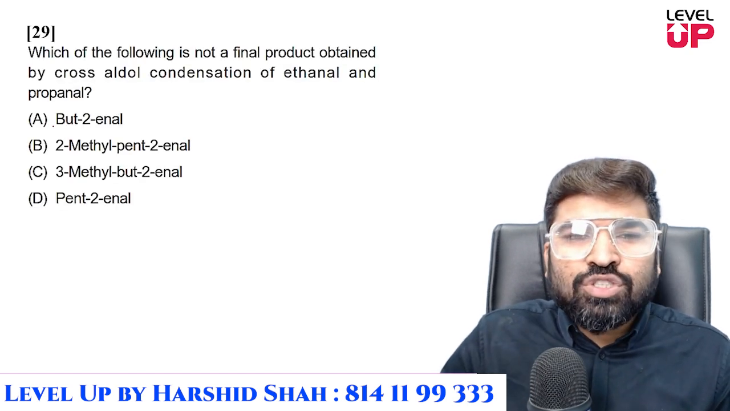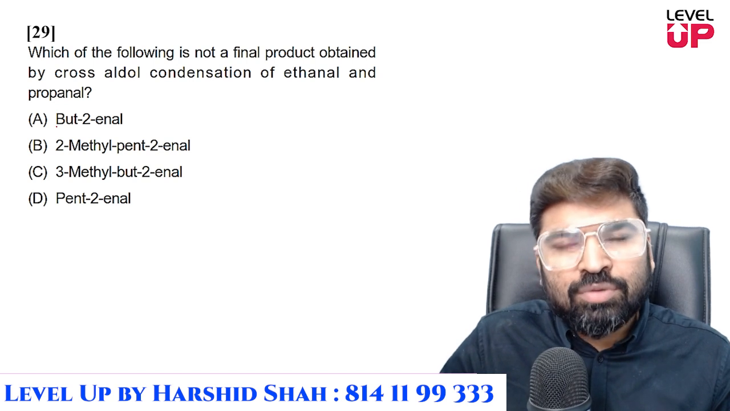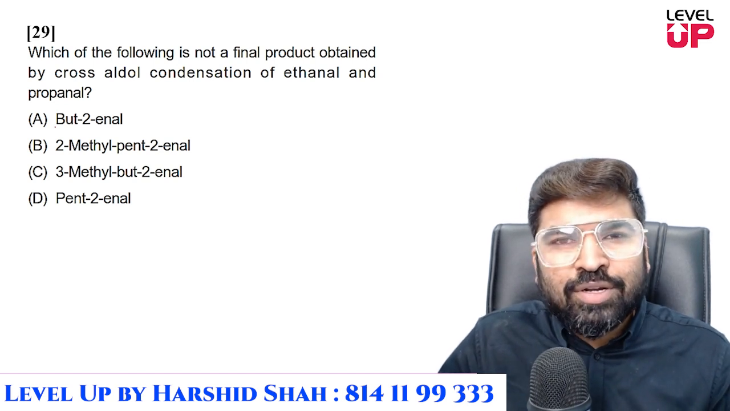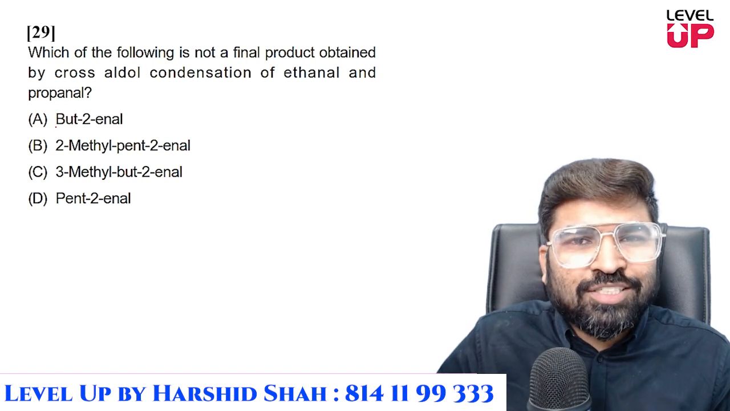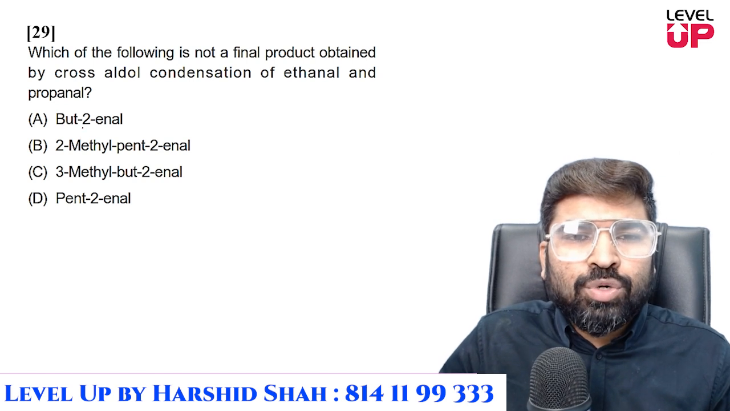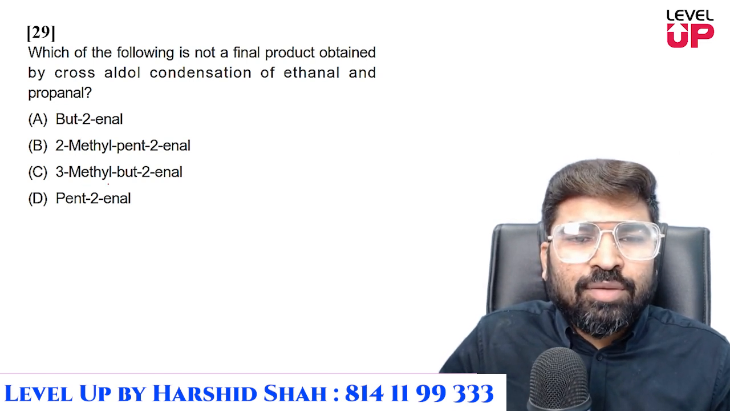Which of the following is not the final product obtained by cross aldol for ethanol and propanol? So we can have 2 carbon compound, we can have 3 carbon compound and 2 carbon compound. So either a 4 carbon compound or a 6 carbon compound or a 5 carbon compound, right? Butenol, 2-methyl pentane 6 carbon वाला and 3-methyl butenol and pent2enol.